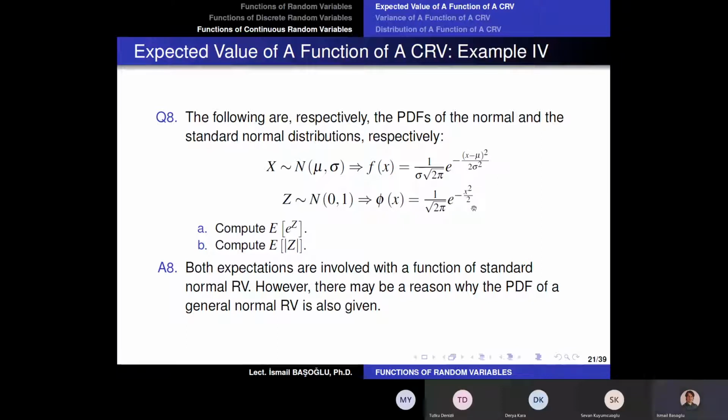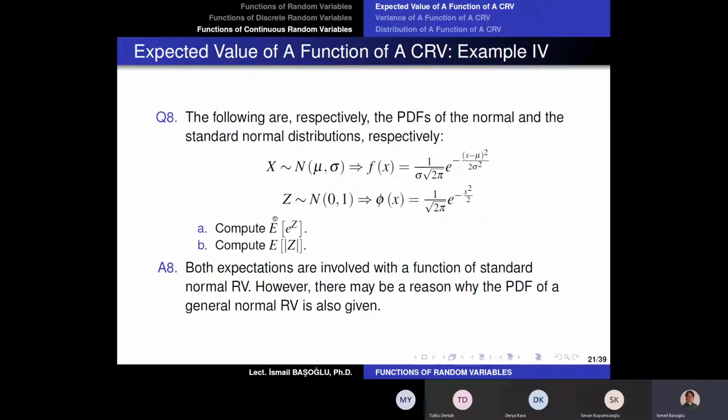Okay, so in the first part of this question, it asks, compute the expected value of e to the power Z, where Z is a standard normal random variable. So it says calculate the expected value of e to the power Z, which is a function of a standard normal random variable. Now you may think that, just for practice, just for giving the students a hard time, the question is asking for such an expectation.